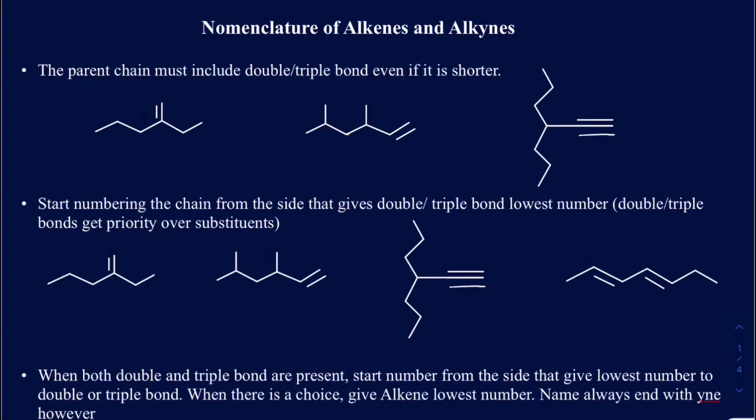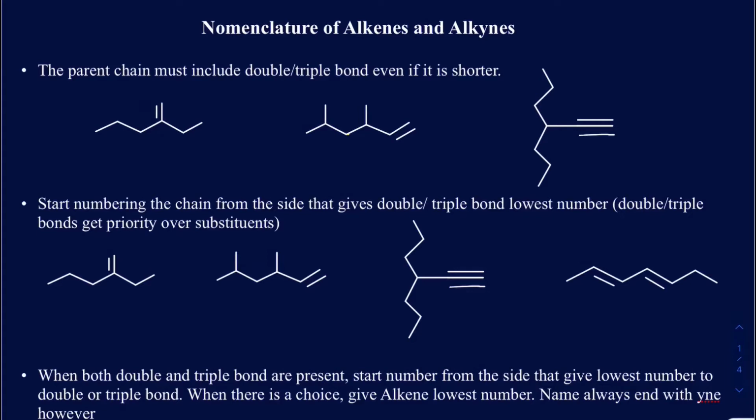Alright guys, in this video we're going to be talking about the nomenclature of alkenes and alkynes. That means we're going to be looking at the hydrocarbons that have double bonds and triple bonds in there, and sometimes you may have both of them in the same molecule, in the same structure, and how would you name the compound in that particular case.